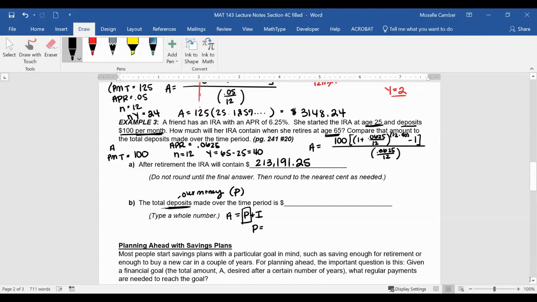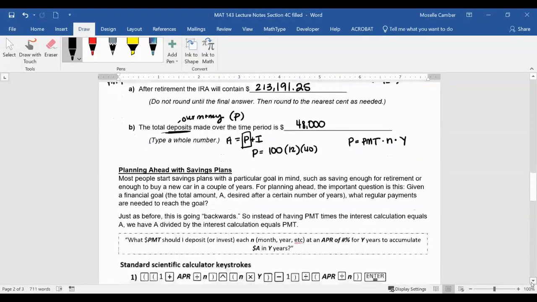we take our $100 per month and we are going to put that in 12 times a year, and we're putting that in for 40 years. So this gives us $48,000. In general, to find the number of deposits, you're going to take your payment times your N times your Y. Okay. Now from here, we could figure out the amount of interest, which is actually a lot. You get $213,000 at the end. You only put in $48,000. It's a lot of interest.